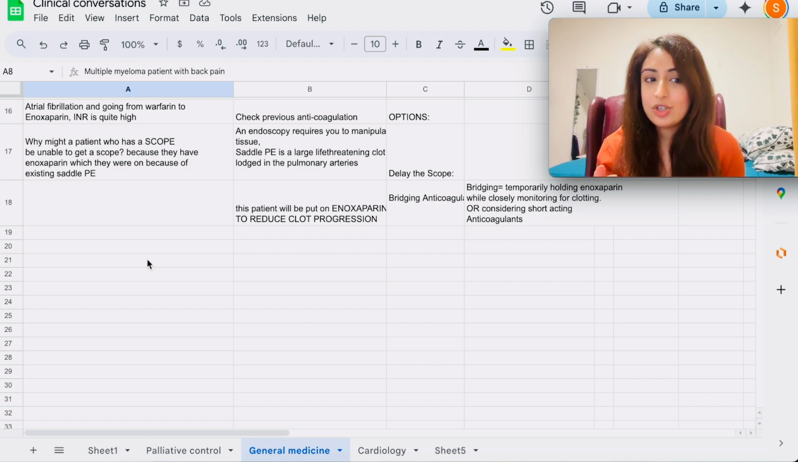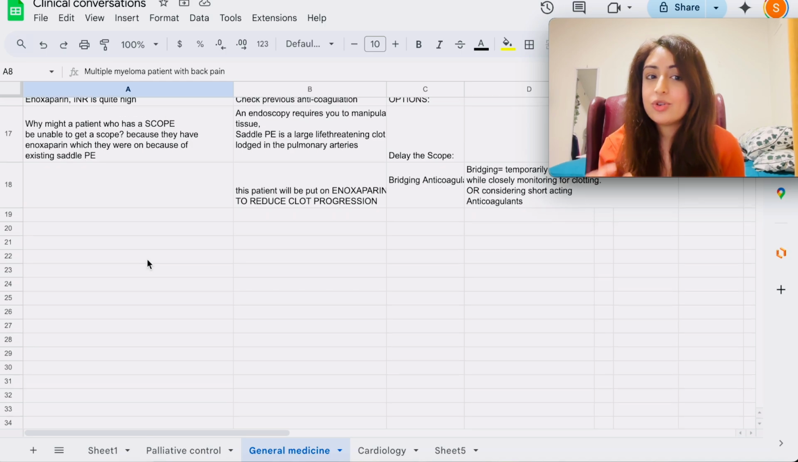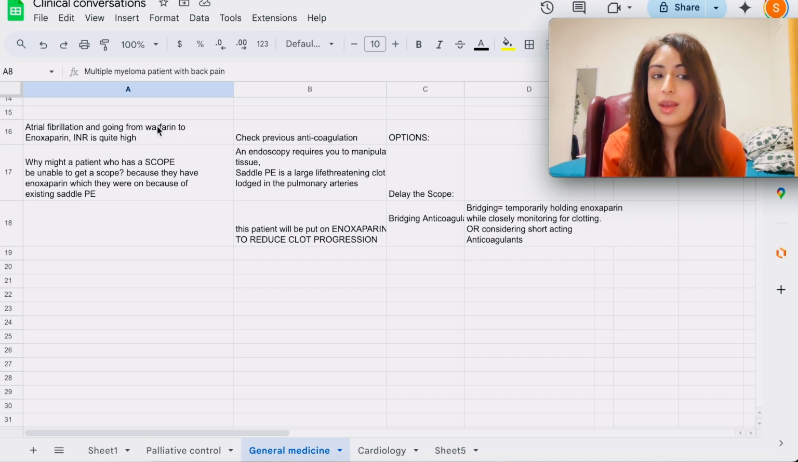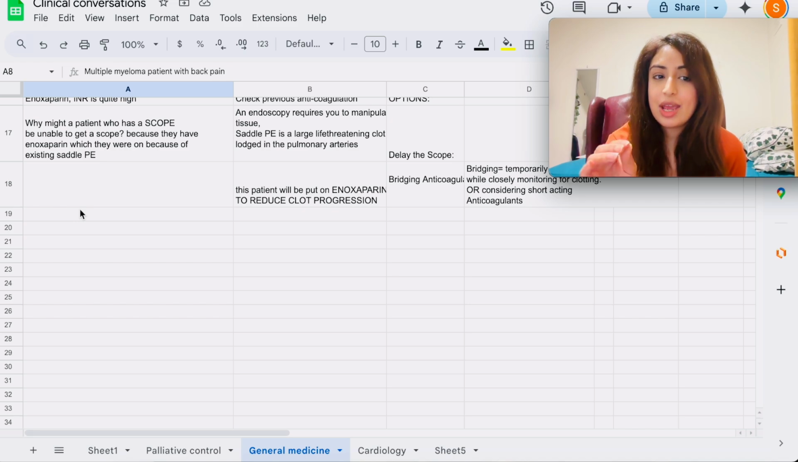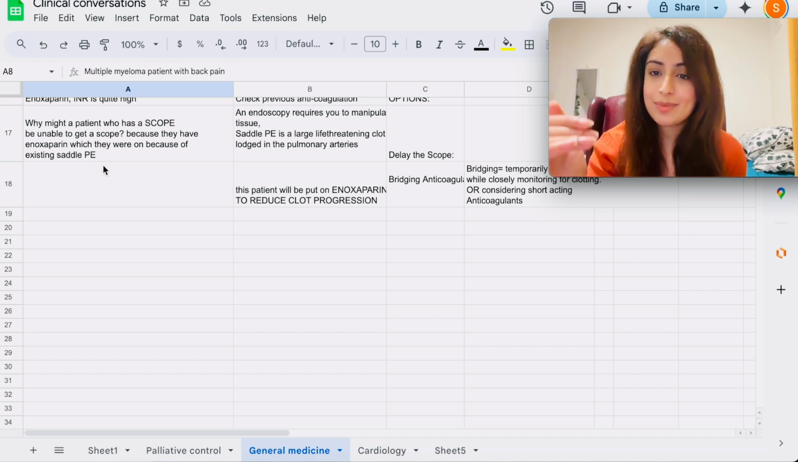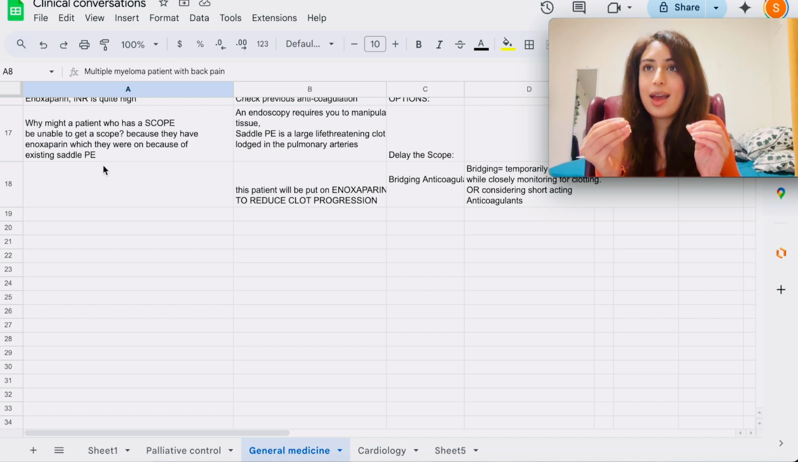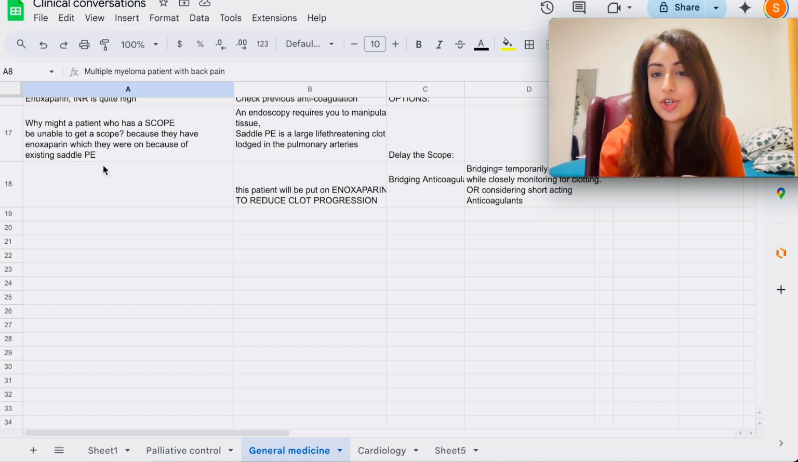really, really bad situation. Why might a patient who has an endoscopy be unable to get a scope if they were previously atrial fibrillated and they were already on warfarin and then they were on enoxaparin? Oh, the question here is you've got a patient who has a saddle PE, and they're unable to then get an endoscopy because they're previously already on enoxaparin. What's the high urgent issue? What's the high acuity clinical issue at the time?